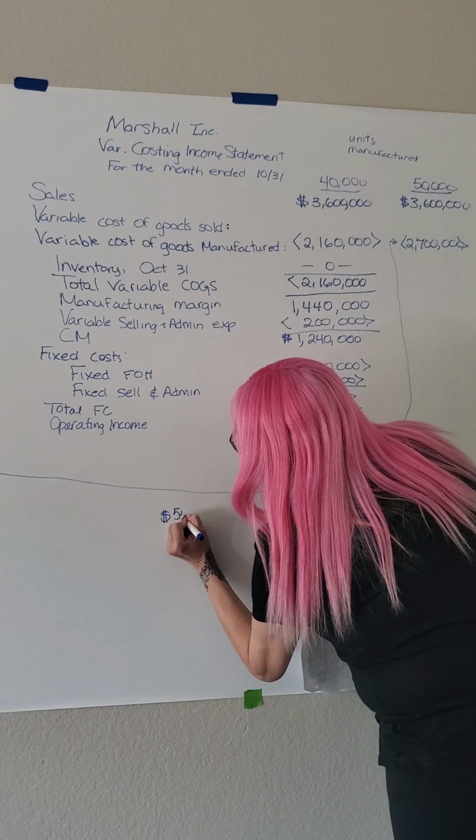So we've got sales minus our cost of goods sold equals gross profit, and then we subtract selling and administrative expenses to get to operating income.